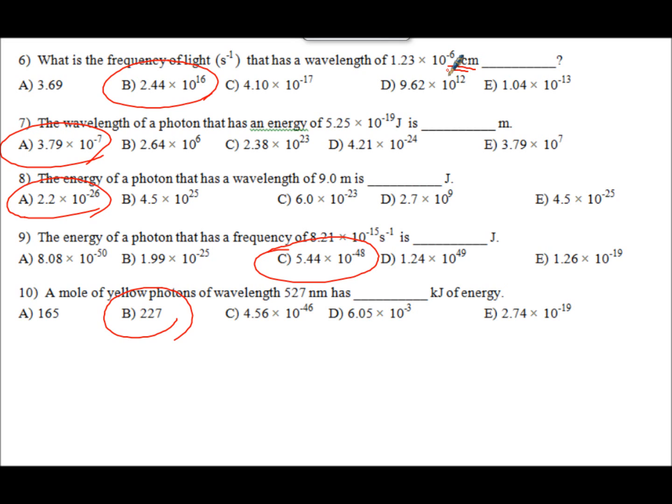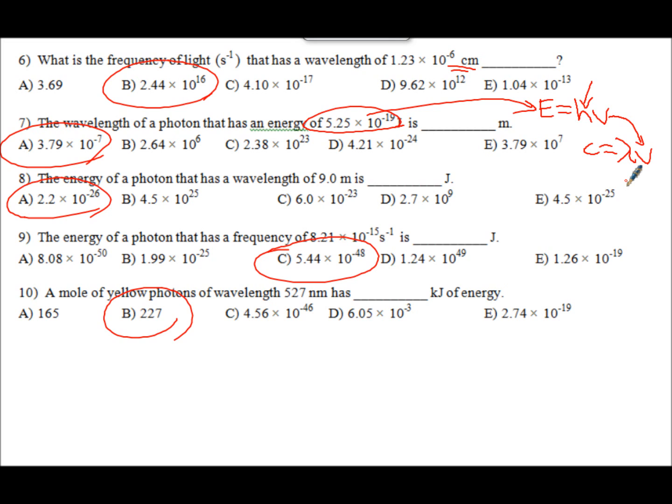Number 7, the wavelength of a photon has energy. It's the energy. What's the wavelength? So this would be Planck's equation, E equals h nu, and then c is equal to lambda nu. So you can take the energy value, plug it in here. Planck's is a constant. That would give you the frequency. Then you could throw the frequency into the speed of light equation to solve for the wavelength.